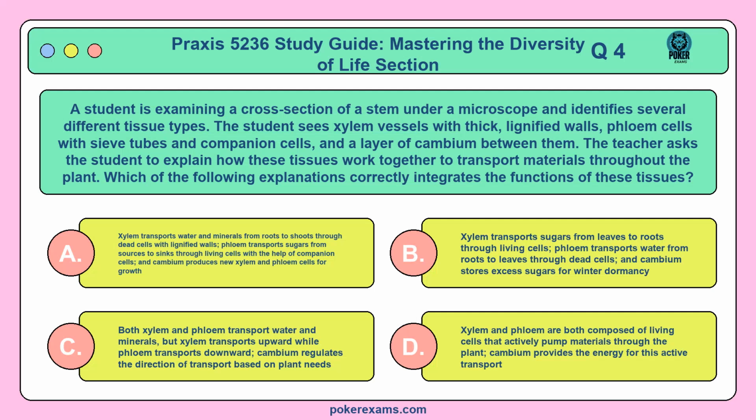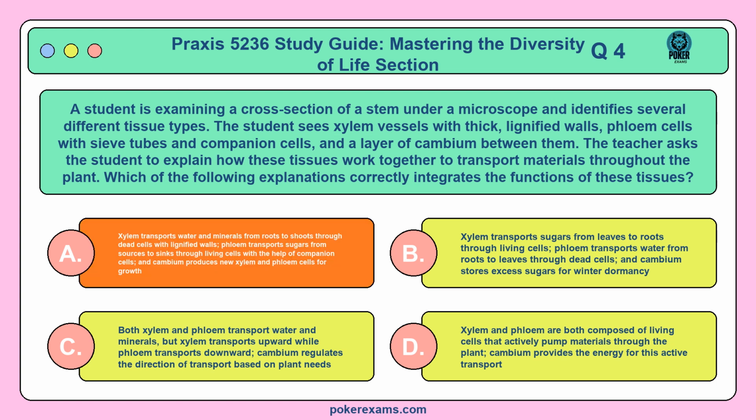Question 4. A student is examining a cross-section of a stem under a microscope and identifies several different tissue types. The student sees xylem vessels with thick, lignified walls, phloem cells with sieve tubes and companion cells, and a layer of cambium between them. The teacher asks the student to explain how these tissues work together to transport materials throughout the plant. Which of the following explanations correctly integrates the functions of these tissues?